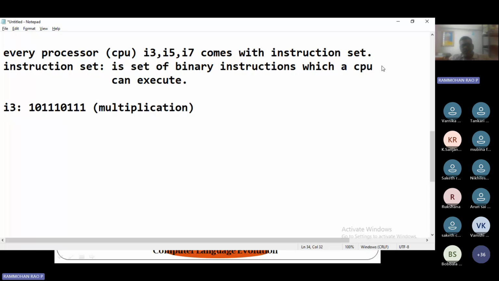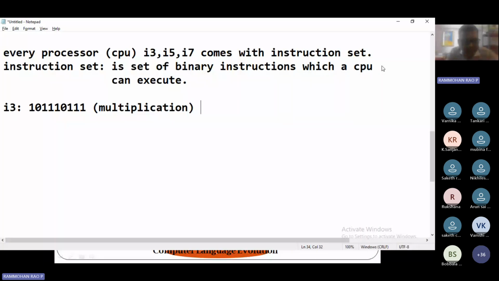And in an i5 processor, the same instruction will not be there for multiplication. There is no rule that in every processor the instruction for multiplication should be the same. It can vary also. Now, if there are 50,000 instructions in an i3 processor, can I remember 50,000 binary codes? I can't. So what will be done? What is the solution that we will discuss?